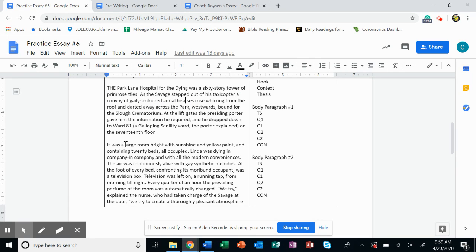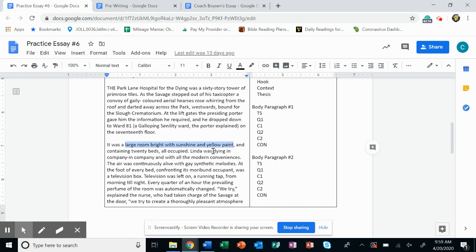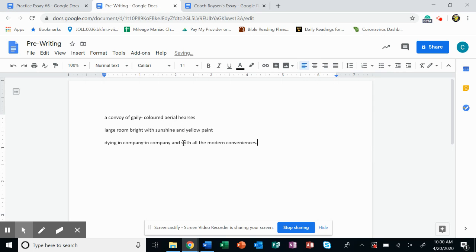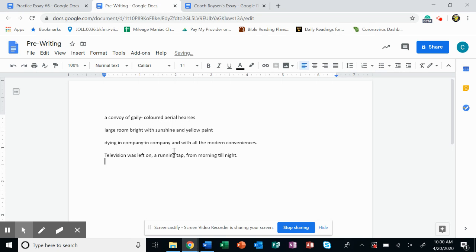The room that Linda's dying in is bright with sunshine and yellow paint. Doesn't make sense. Linda was dying in company and with all the modern conveniences. In other words, she doesn't just have people around her in her company. She's also got conveniences, appliances, machines keeping her around her. There's a TV. I like this idea of TV as a running tap. A tap is like the faucet in your kitchen. That's a tap where you get water. Put that down.